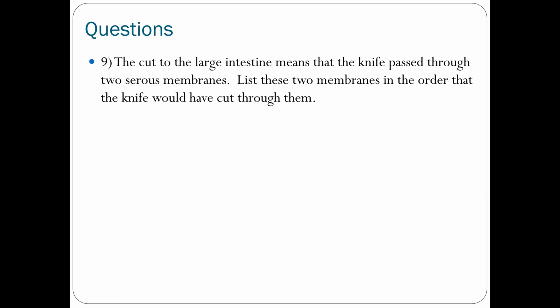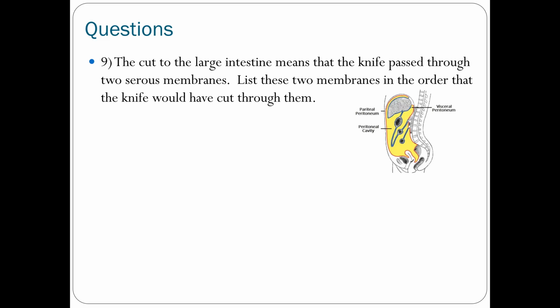Question 9 says the cut to the large intestine means that the knife passed through two serous membranes. List these two membranes in the order that the knife would have cut through them. So we need to remember that our abdominopelvic cavity is also called the peritoneal cavity. So we were talking about the membranes that are called the peritoneal membranes, or you can call them peritoneum.